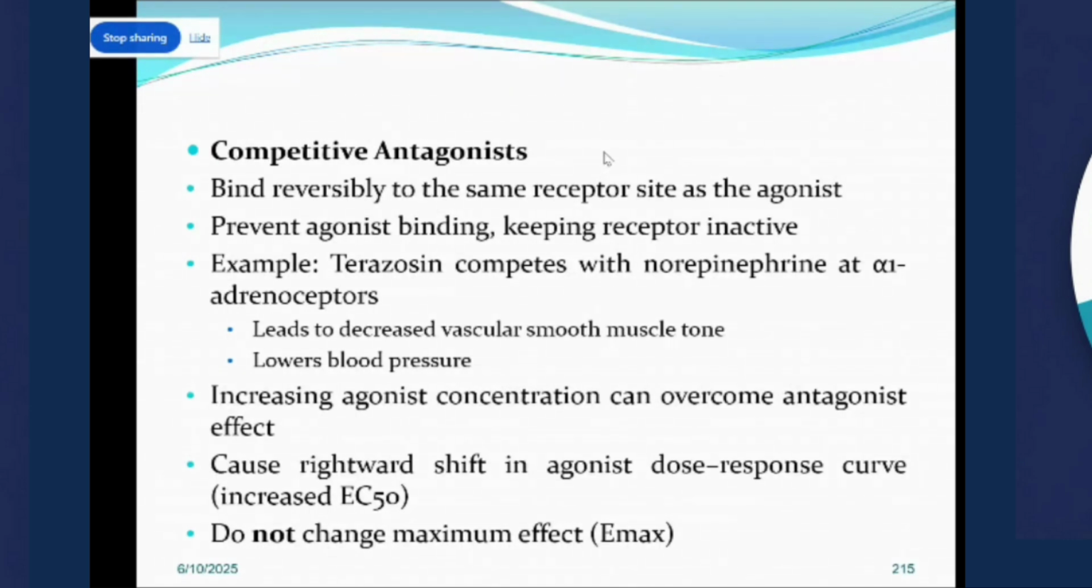They bind reversibly to the same receptor site as the agonist. So where the agonist works, this one comes and lodges there and blocks the agonist from doing its job. And once they bind there, they keep the receptor inactive, because they are not going to activate the receptor. They are going to keep it inactive. So when the agonist comes, it has nothing to activate. The area is blocked.